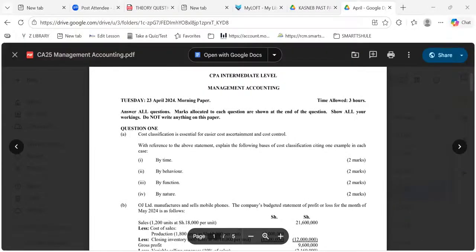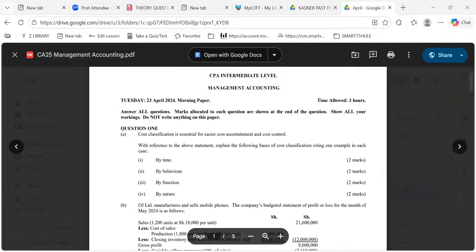Great. So if you look at that question, that is question number 1A. It is a question from topic number 2. So number 2, we are talking about costing terms and concepts. And in that part, we also look at what we call cost classification.